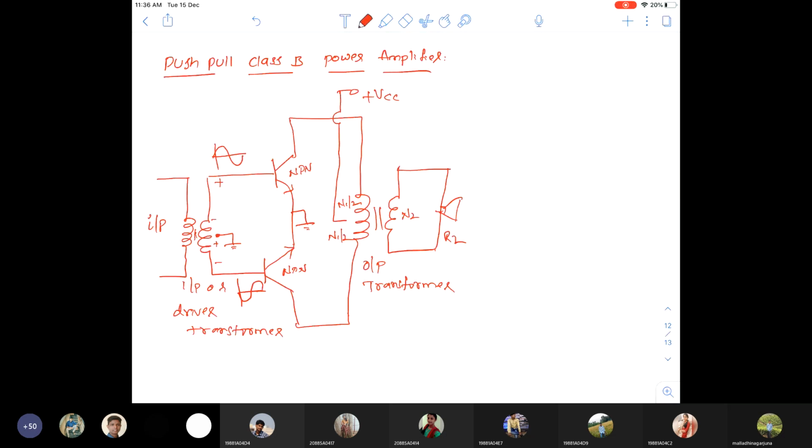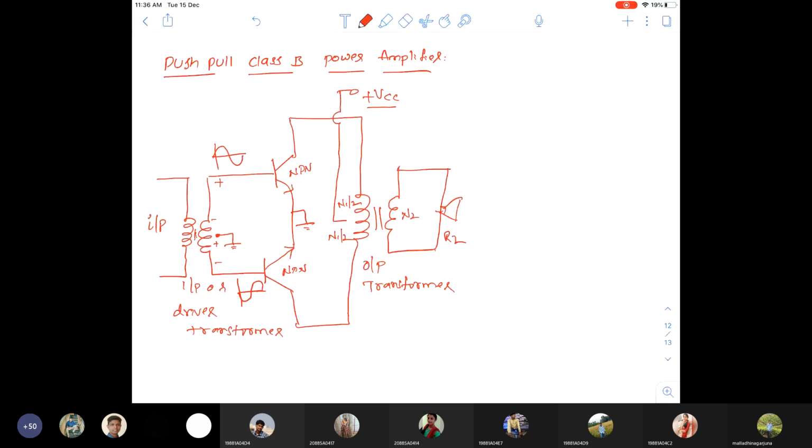You have to take plus VCC. If both are PNP transistors, you have to take minus VCC. That is the difference. If both are NPN transistors, we have to take a positive supply. If both are PNP transistors, we have to take a negative supply. Okay, that is the only difference.